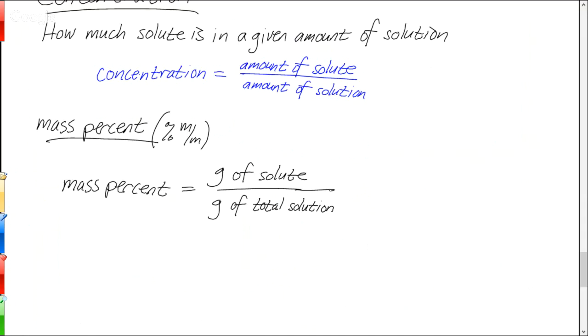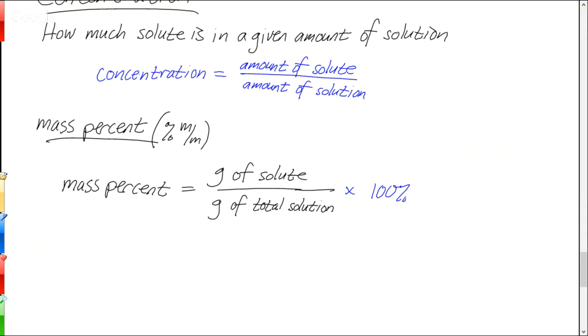And it doesn't have to be grams either. It can be any measure of mass, so it can be kilograms, it can be pounds. The units actually cancel in this measurement, so you end up with a percentage that doesn't have any units. Because of that, we'll also usually multiply this by 100% to make it into a percentage.